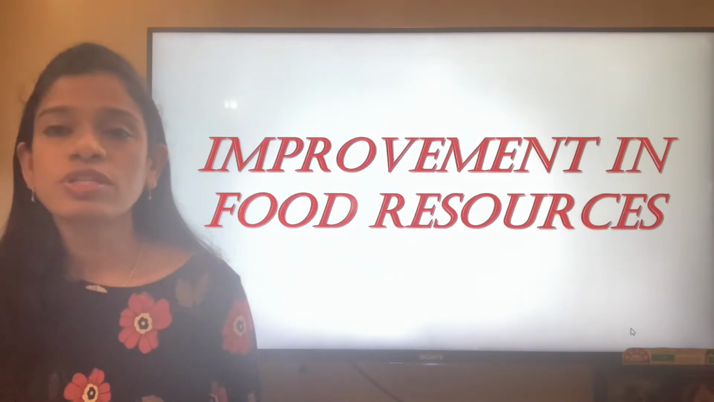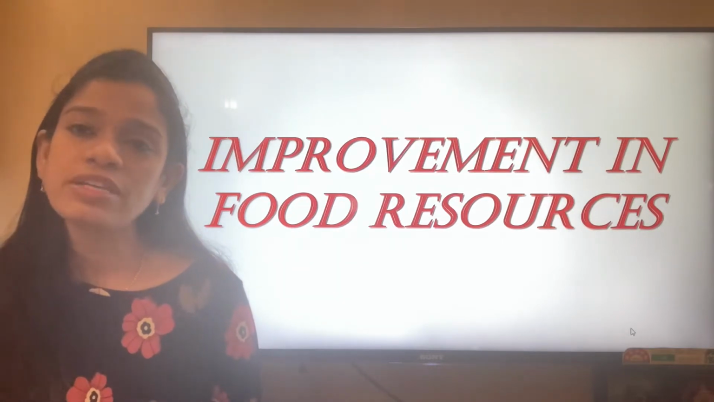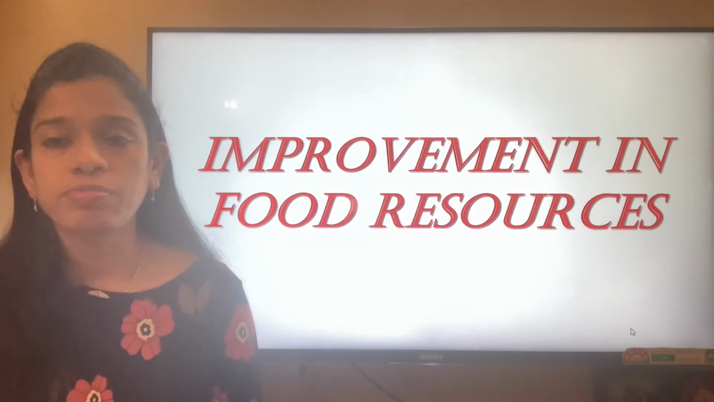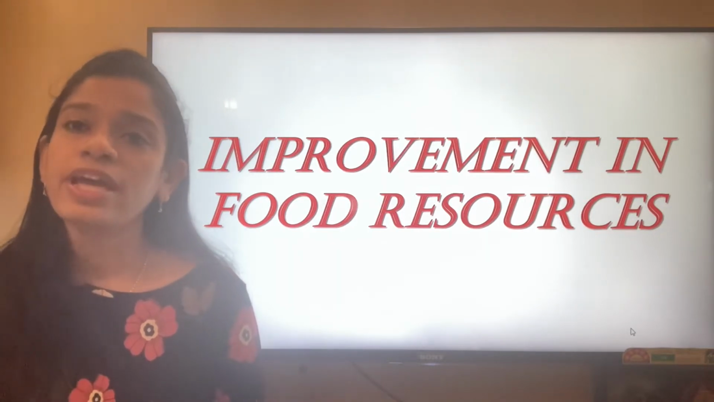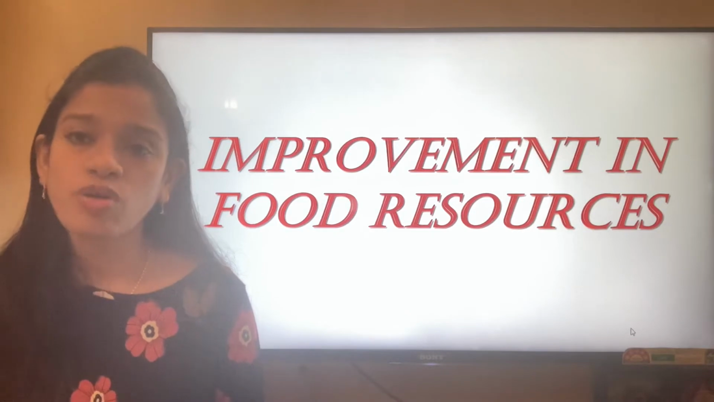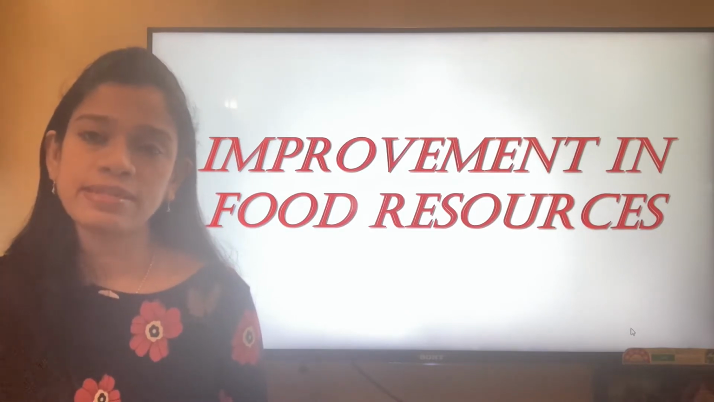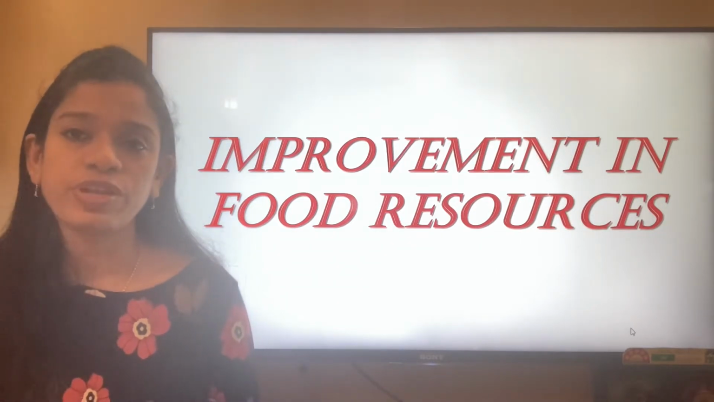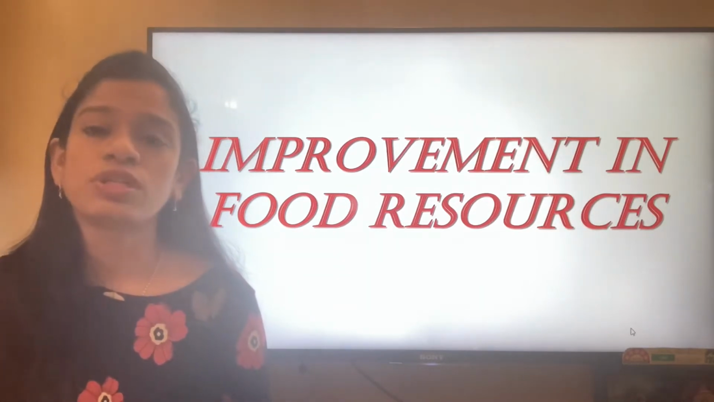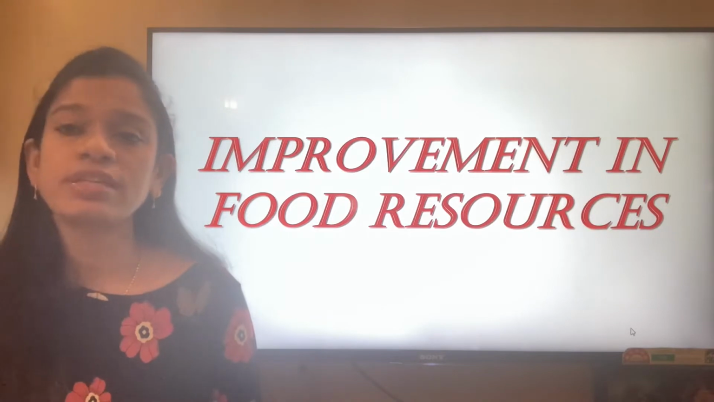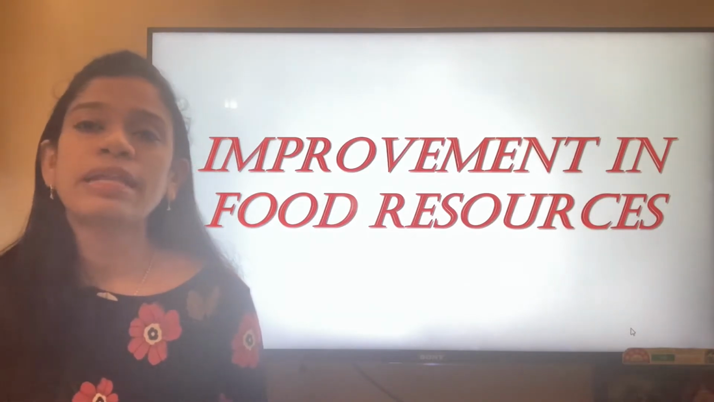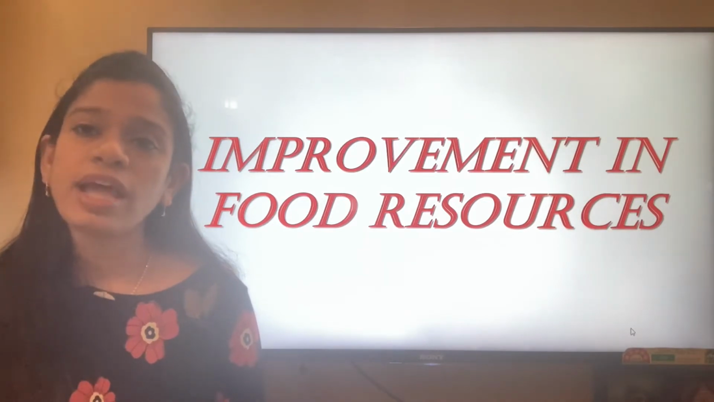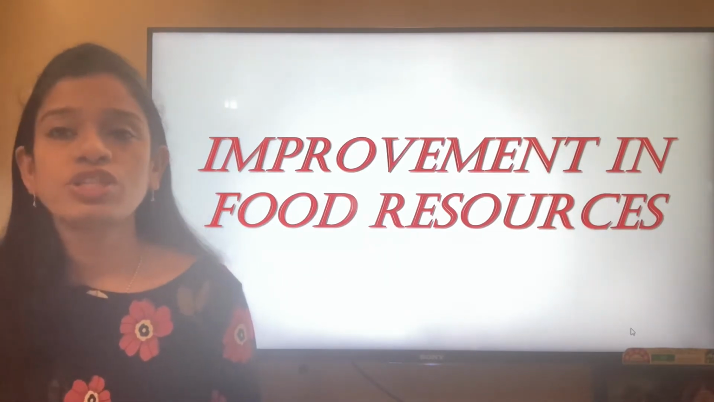The food resources, or the resources which provide us with food, are primarily of two types. The first is agricultural based, that is the crops, plants or trees, and the second is livestock, that is animal husbandry, which includes cows, goats, sheep and chickens, which provide us with milk-based products, fishes, chicken, mutton, and all the proteinaceous food.